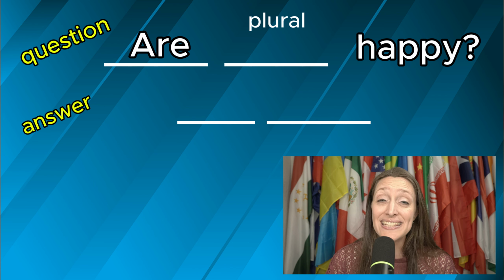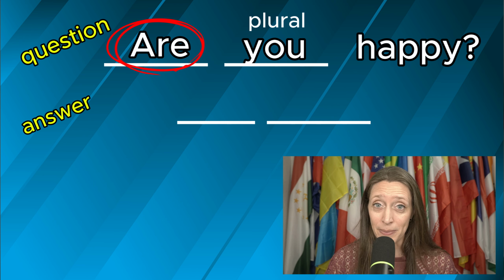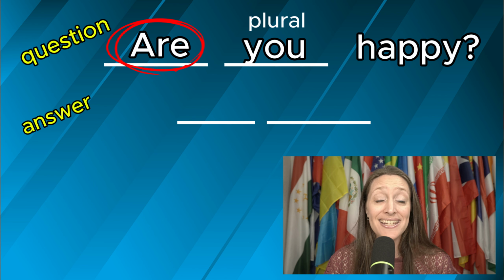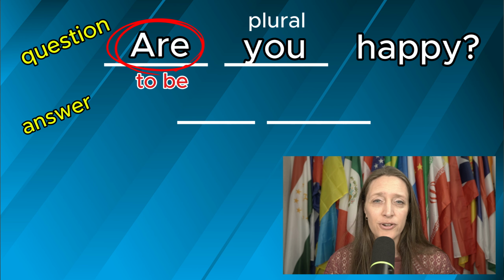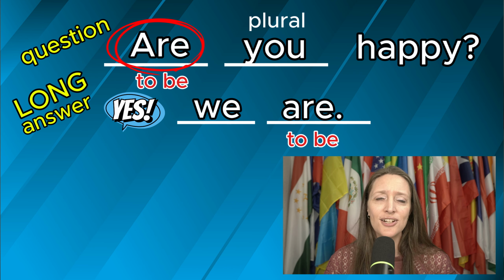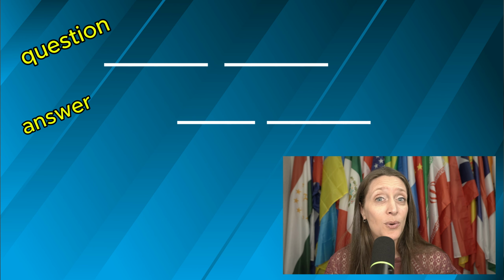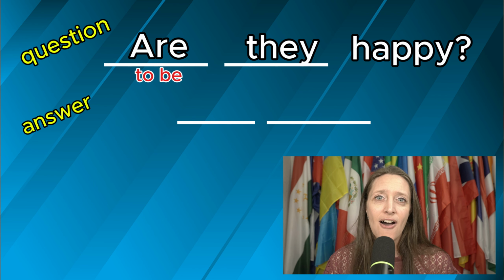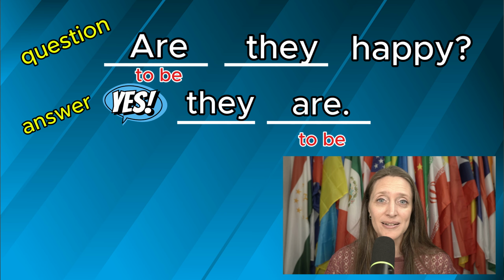But remember, listen to the first word of the question. Are you happy? The first word is the verb to be. So you need to answer with the verb to be. The short answer, yes, we are. Or the long answer, yes, we are happy. If I ask you a question about they, are they happy? You can say, yes, they are.